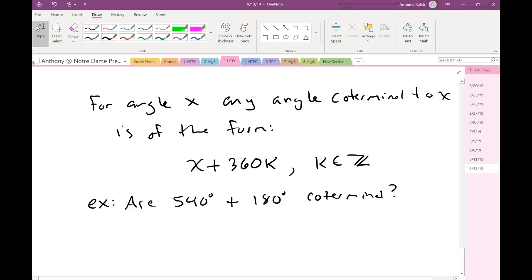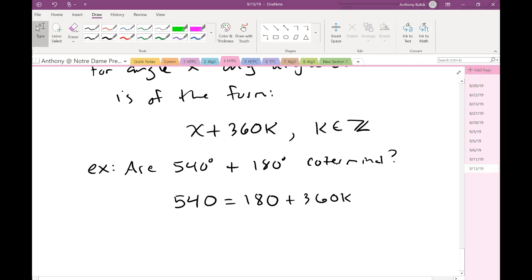So if I want to know if 180 and 540 are coterminal, basically what I want to do is try to solve this equation. And if the solution to this equation is an integer, then yes, those two angles are coterminal. If the answer is a decimal, no, the two angles were not coterminal. So if I subtract 180 from both sides and divide both sides by, I'm sorry, by 360, I get that k is 1, which is definitely an integer, so they are coterminal.